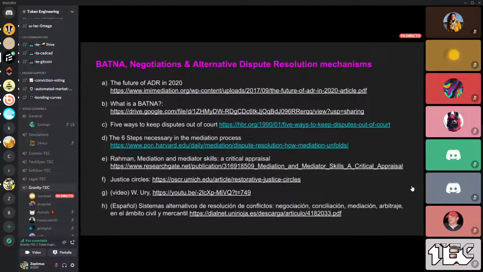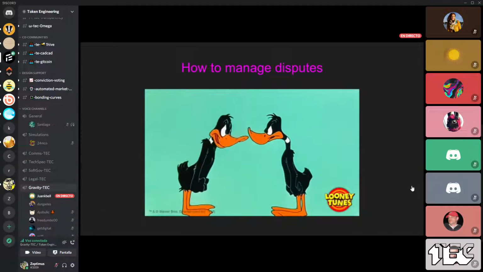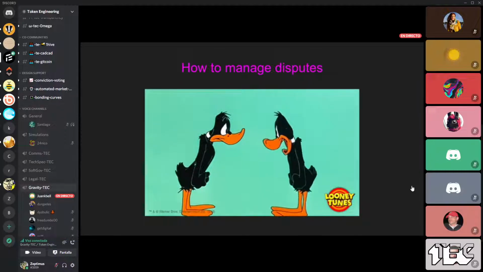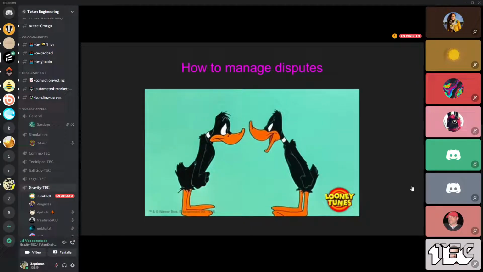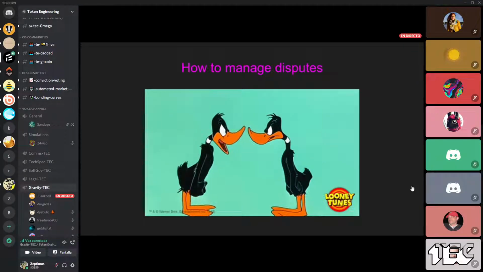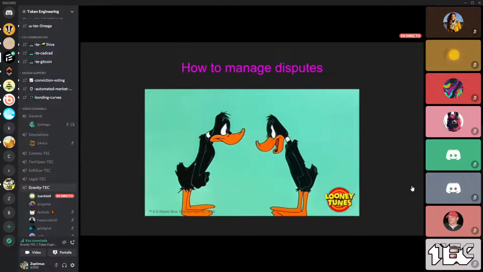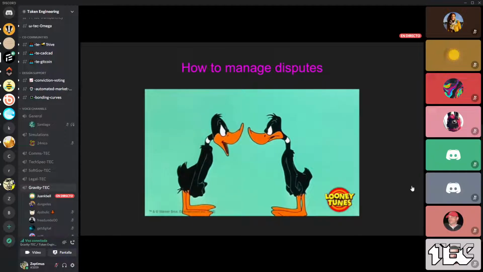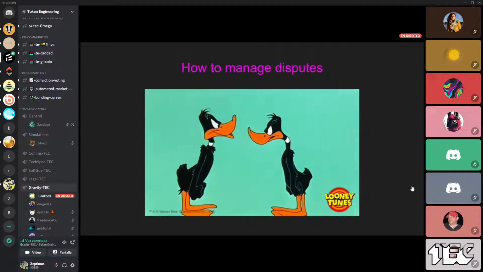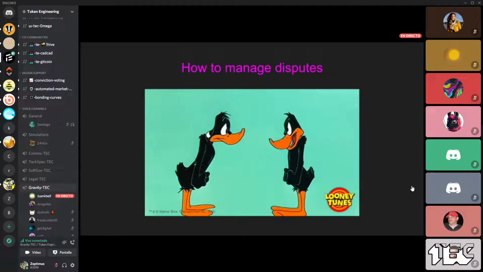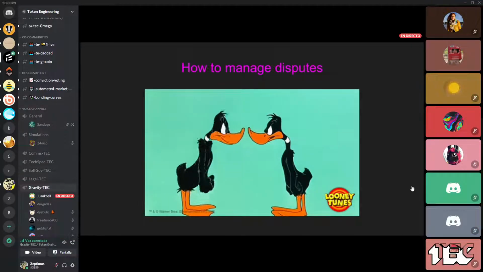So we are going to start with how to manage disputes. As I told you before, the two previous sessions were to prevent disputes, to create trust, and to change the mindset of how we see disputes, into something that is not negative or something that we stay away from, but something that we need to address and manage.